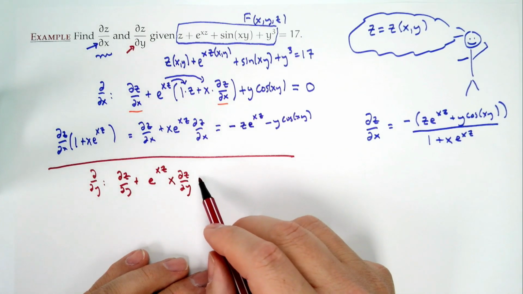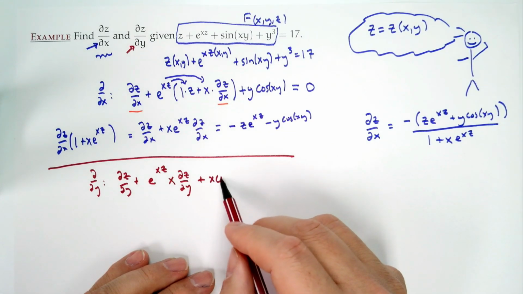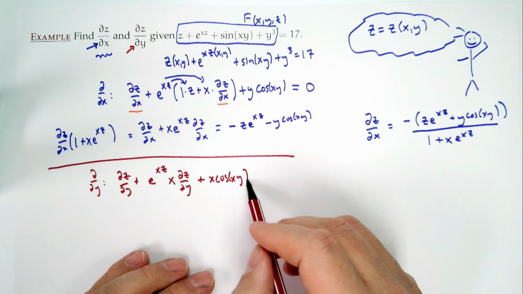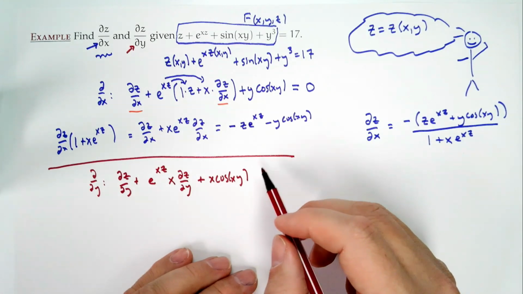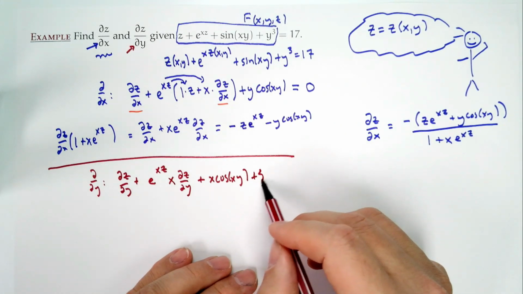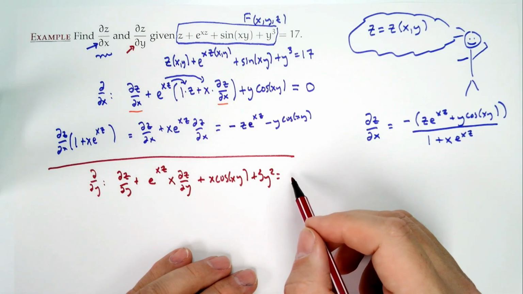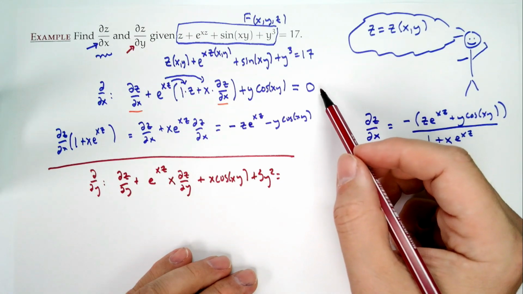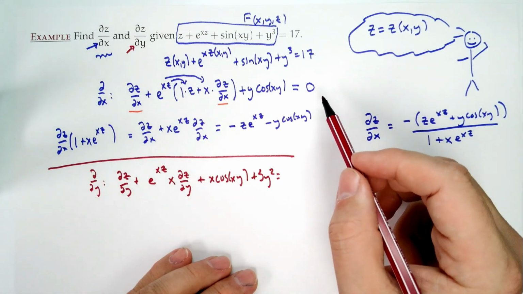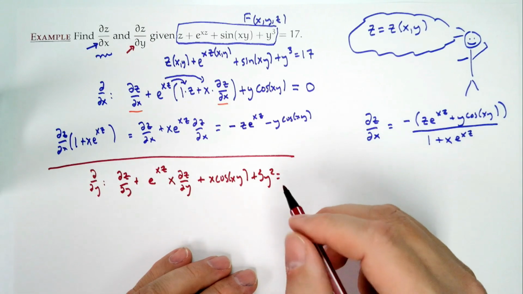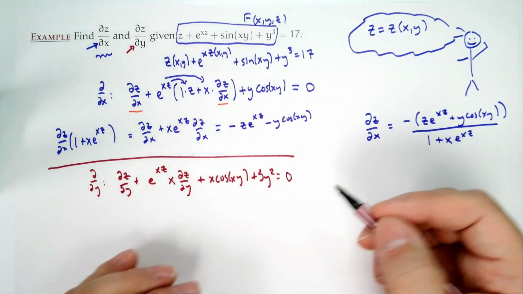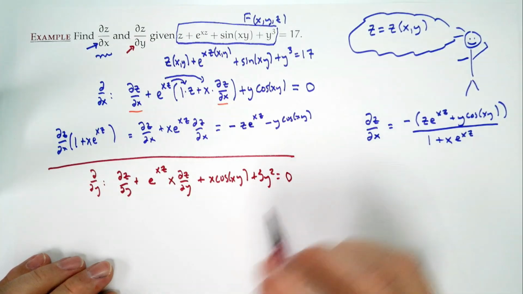Sine of x times y, well, that'll be x cosine of xy. And finally, y cubed, that's 3y squared. And that's going to equal the derivative of 17 with respect to y. Well, when we took the derivative of 17 with respect to x, it was 0. But when we take the derivative of 17 with respect to y, it's still 0. It's still not changing. Okay.